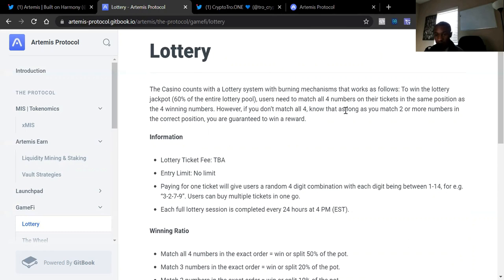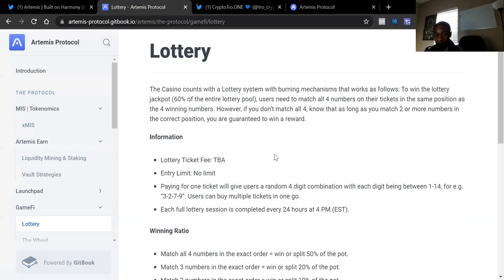users need to match all four numbers on their tickets in the same position as the winning numbers. However, if you don't match all four, know that as long as you match two or more numbers in the correct position, you are guaranteed to win a reward. So that's cool, man. It's really better than some of these lotteries out here. You are guaranteed to win a reward if you match two or more numbers in the correct position. So that's cool right there.